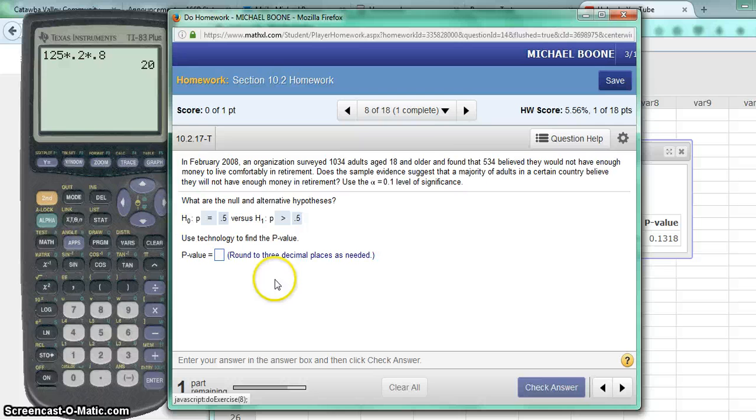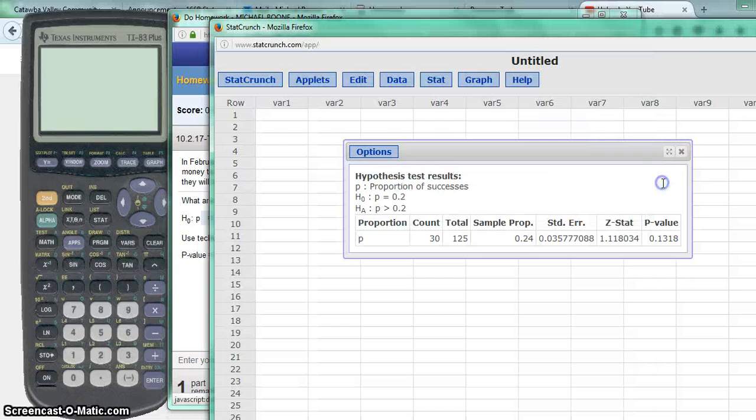And now it's finding the p-value. So we will go back into StatCrunch. We had 1034 and 534 believe they would not have enough. Oh, this is would not have enough. So again, greater than 0.5 is still a majority. So 534 and 1034. Let's look at that.